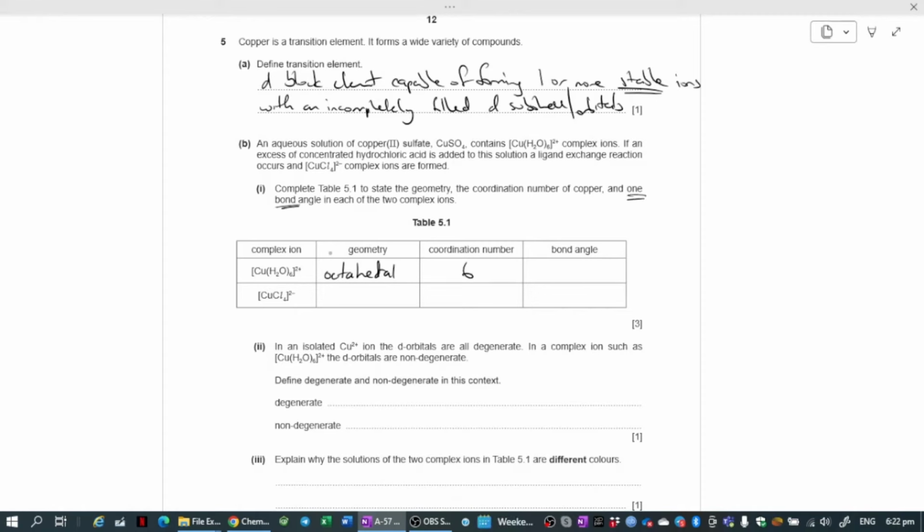So we should remember that from an octahedral geometry, you could have two bond angles. You could have 90 degrees or you could have 180 degrees. And this copper chloride complex will be tetrahedral. Be mindful, it's not square planar, it's tetrahedral, coordination number 4. And because of that, it will have a bond angle of typical tetrahedral geometries, 109.5 degrees, right?